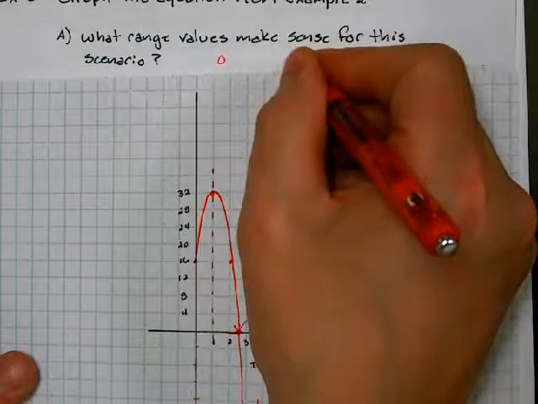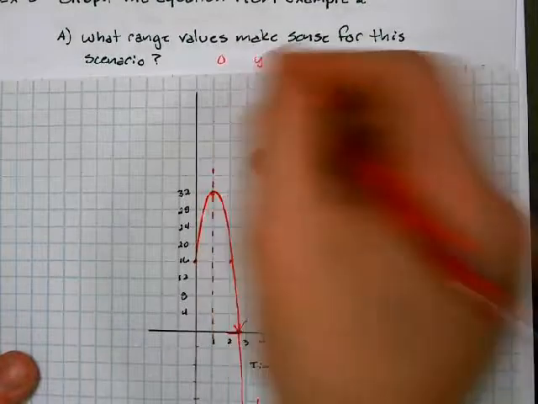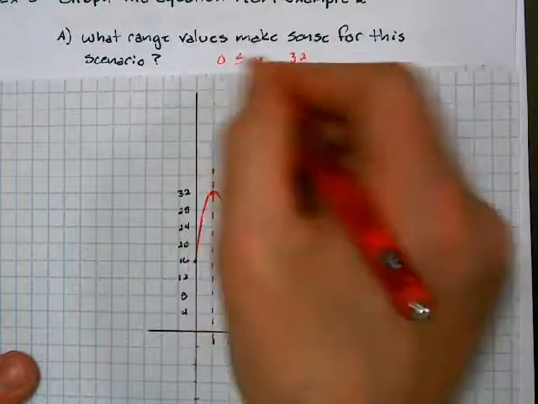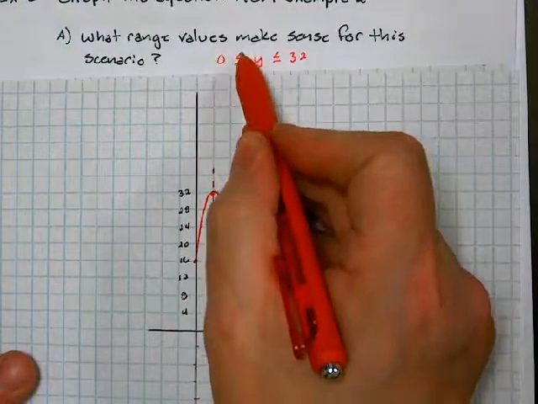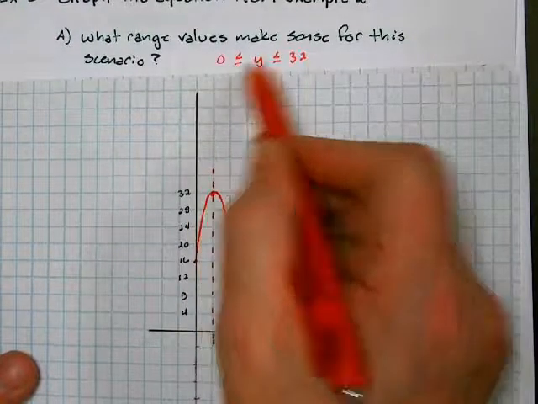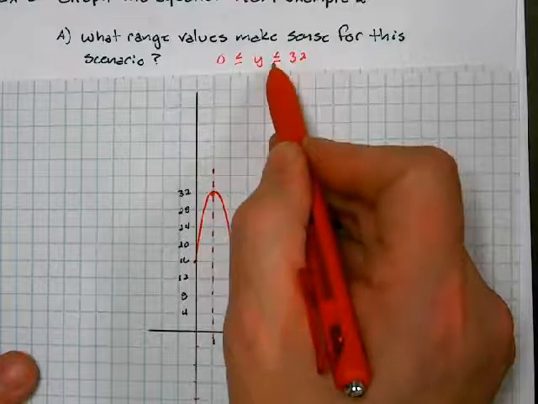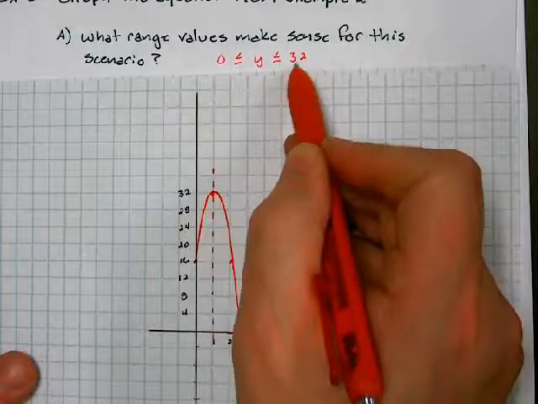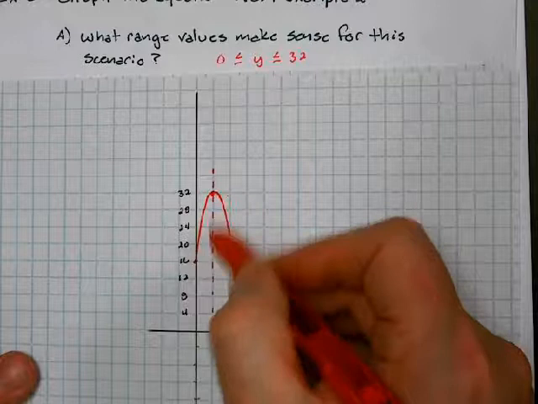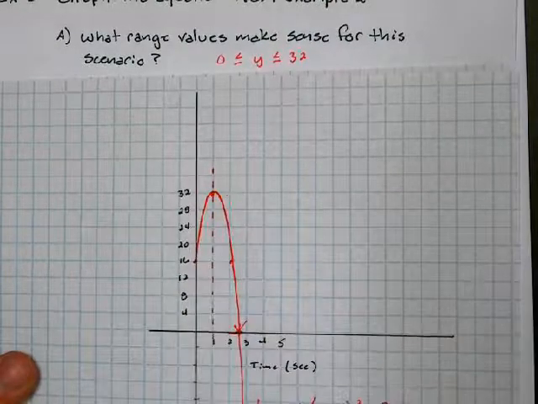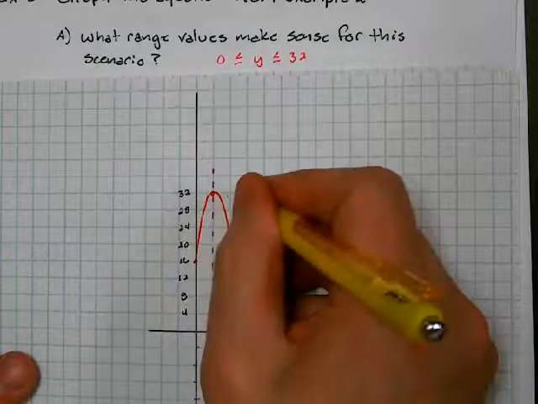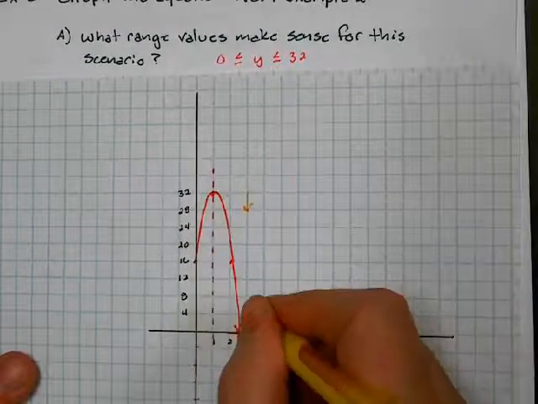The y values have to be greater than or equal to 0 and less than or equal to 32. What this says is y has to be bigger than 0 or equal to it, but at the same time, y has to be less than 32 or equal to it. So it's less than 32 down here, it's greater than 0 up here. These are the y values that make the most sense. Less than 32, but greater than 0. Those y values make sense for my scenario.